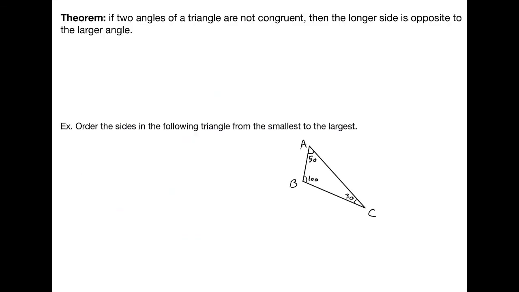Let's see the next theorem. This theorem is pretty much just like the first one, but it's kind of opposite, which deals with the sides of the triangle. So in this case, angles are given and now you're going to order the sides of a triangle. So let's read it together. If two angles of a triangle are not congruent, again, if they're not the same size, then the longer side is opposite to the larger angle. So let's see how it goes.